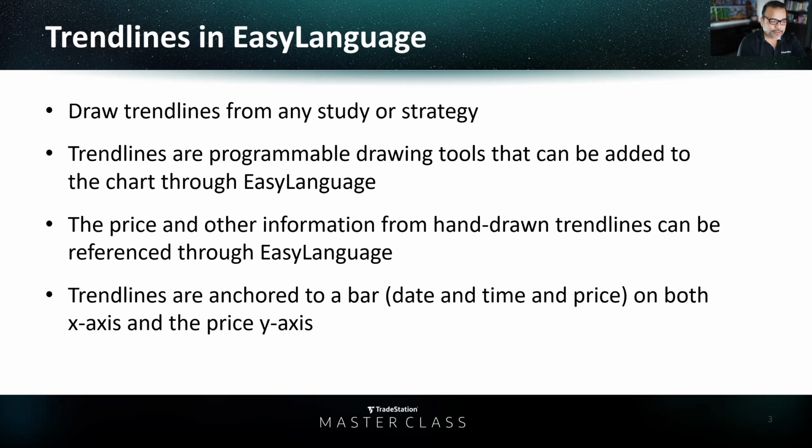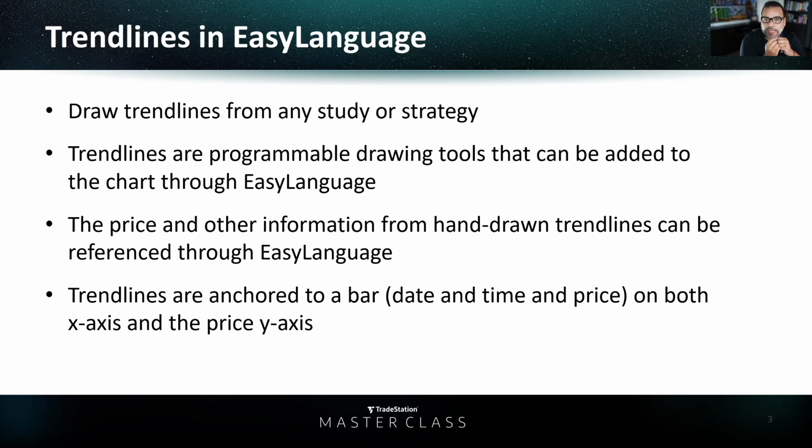Trend lines are anchored to a bar, date and time and price on both the x-axis and the price y-axis. It's interesting that we remember that because they do need a beginning point and they do need an end point. So those are the two anchor points of the trend line, and that's what determines the slope. If it's uptrending or downtrending, or if it's a horizontal line or a vertical line, the line is always going to be anchored to 2 points.